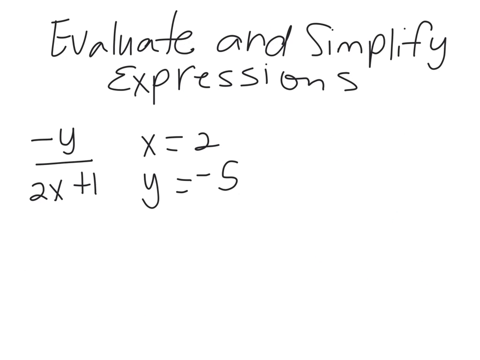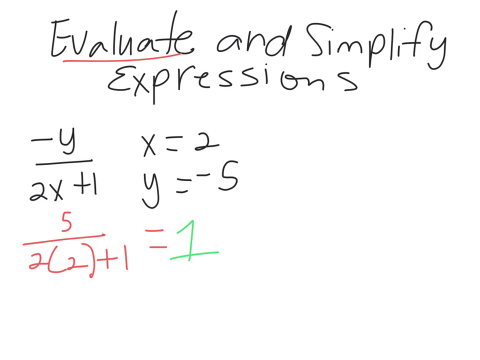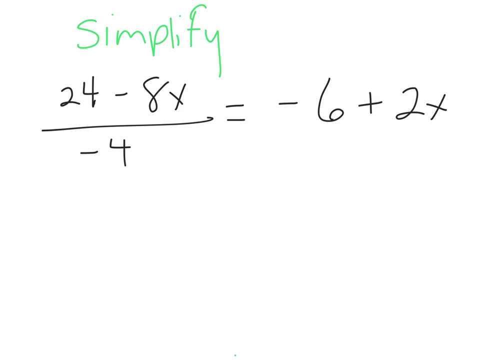So in this case, we're going to evaluate and simplify expressions. The first thing we want to do is evaluate. So here we have negative y over 2x plus 1 when x equals 2 and y equals negative 5. So when I replace the x equals 2 and the y equals negative 5, I'm going to get a 5 over 2 times 2 plus 1, which is 5 over 5, and we end up with 1. Next, we want to simplify it, like I said, the 24 minus 8x over 4.